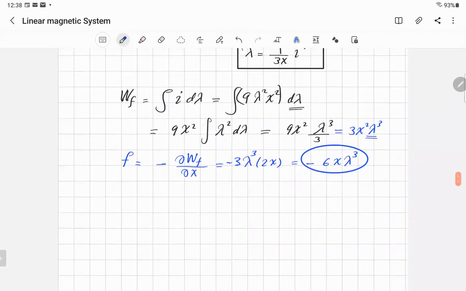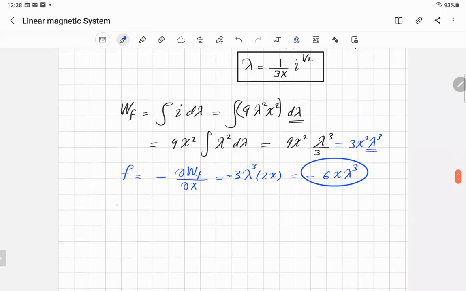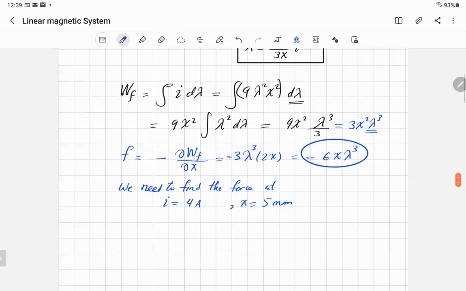Another way, if you want to keep this one, that's okay. We need to find the force at I equal 4 amps and x equal 5 millimeter. Your formula, the equation you just derived, is a function of lambda, so you can find the corresponding lambda from I. When I equal 4, what's the lambda?